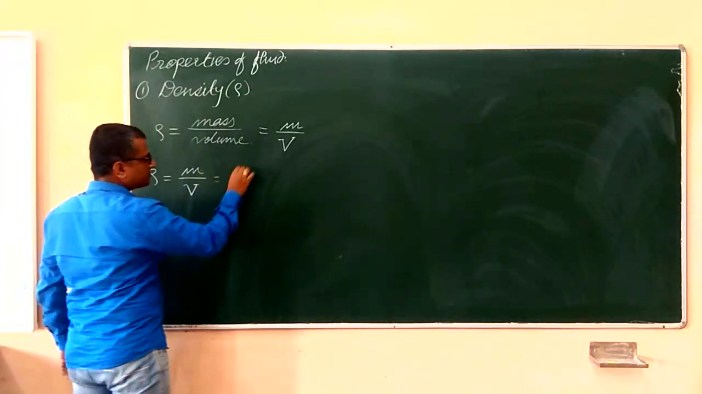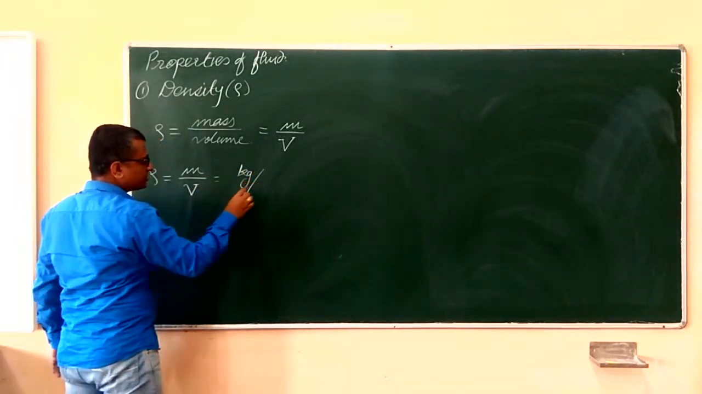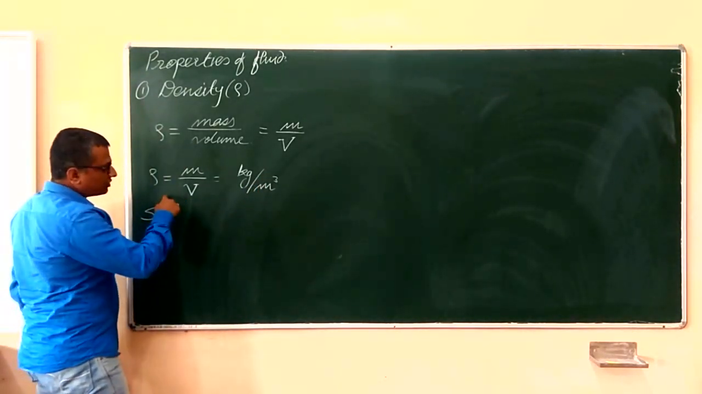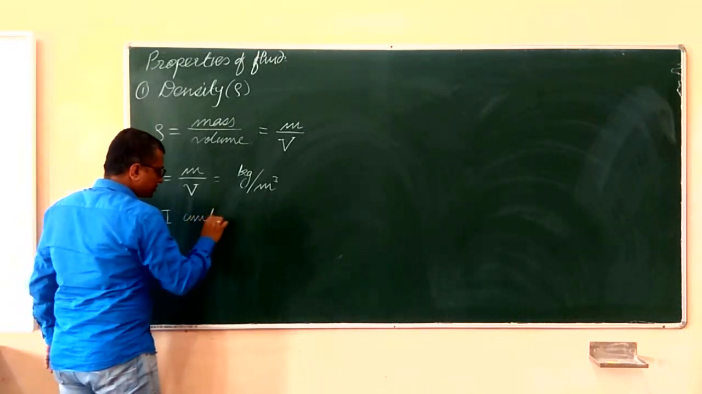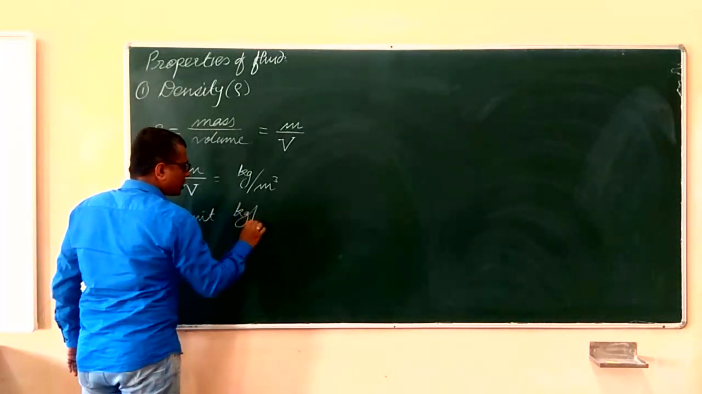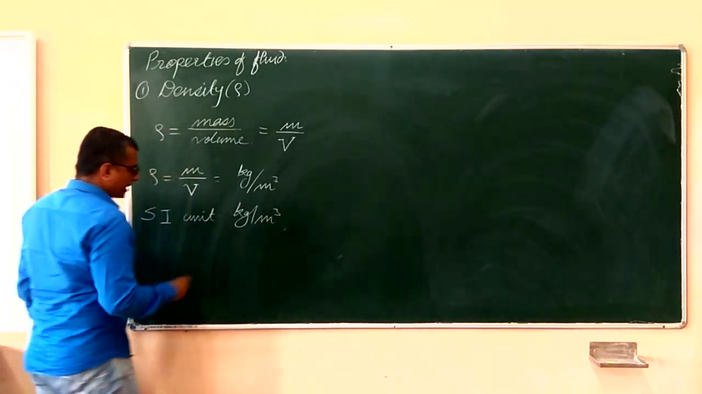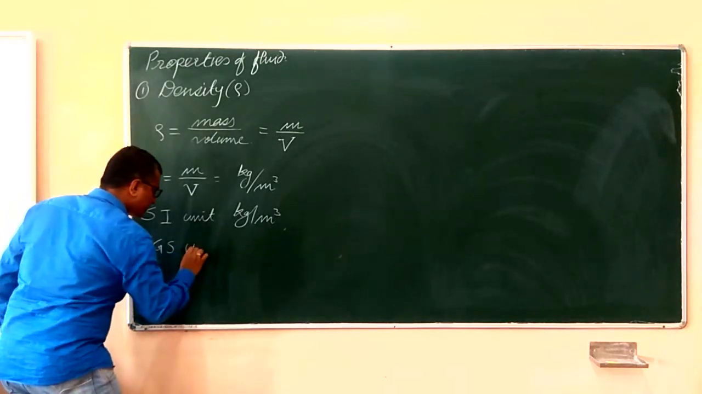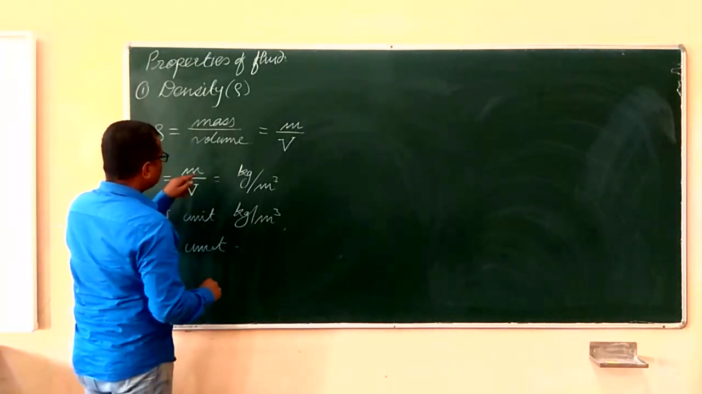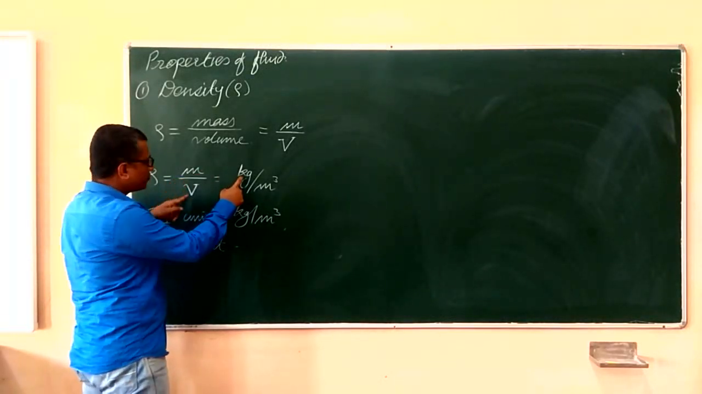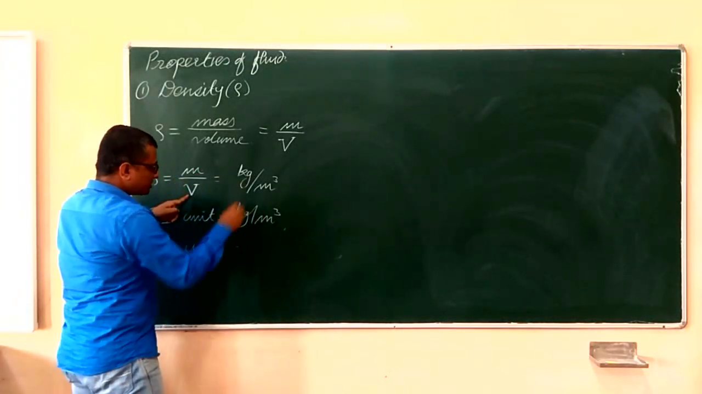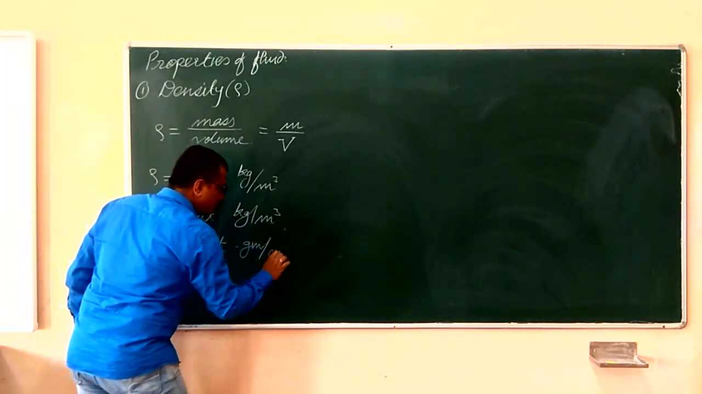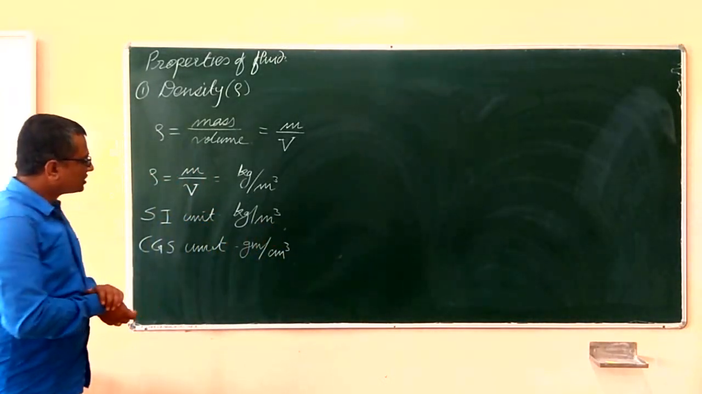Now, it is clear from the formula that you can get the SI unit. Mass is expressed in terms of kilogram and the volume is expressed in terms of meter cube. So, the SI unit used for the measurement of density is kilogram per meter cube. Whereas in CGS, the mass is measured in gram and volume in centimeter cube, so the CGS unit for density is gram per centimeter cube. So these are the two units.